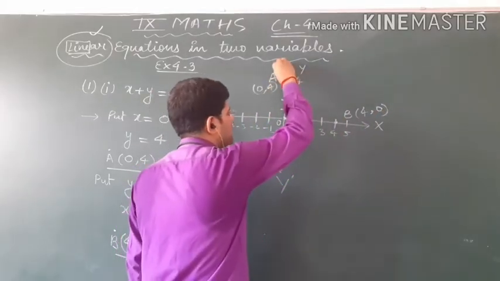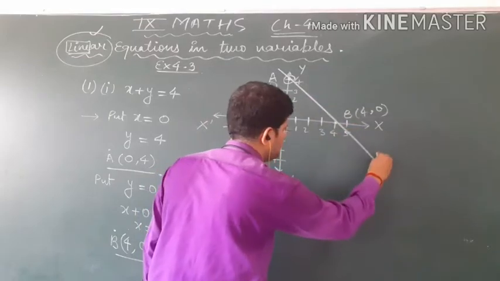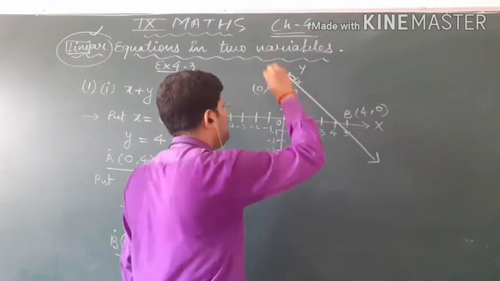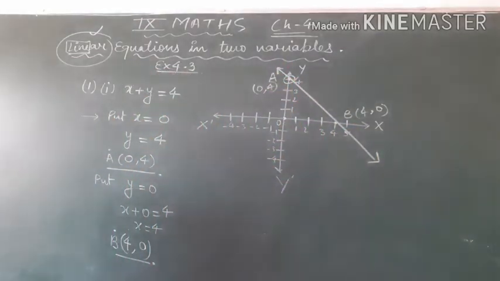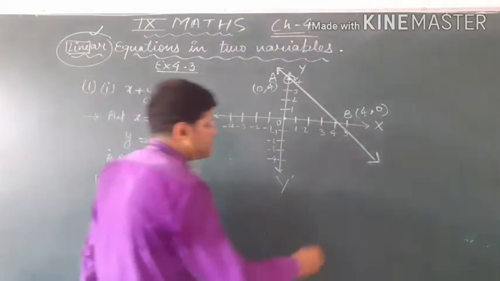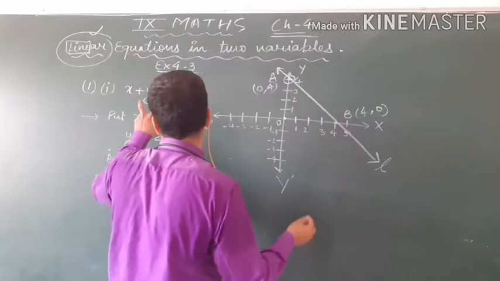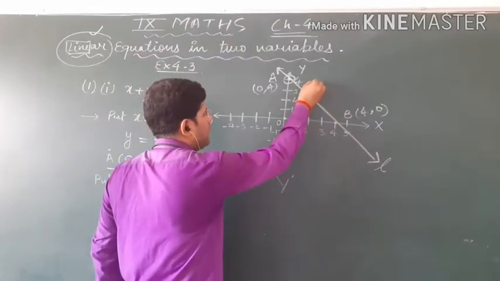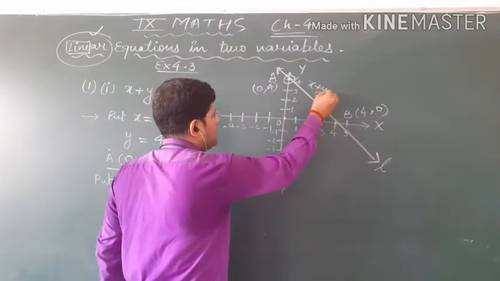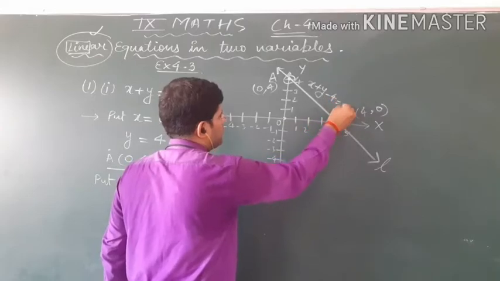Now stretch a line between them. Now this is the line which represents that equation. So first we put the name of the line, small l, and write the equation also. That equation must be in the general form, x plus y minus 4 equal to 0.